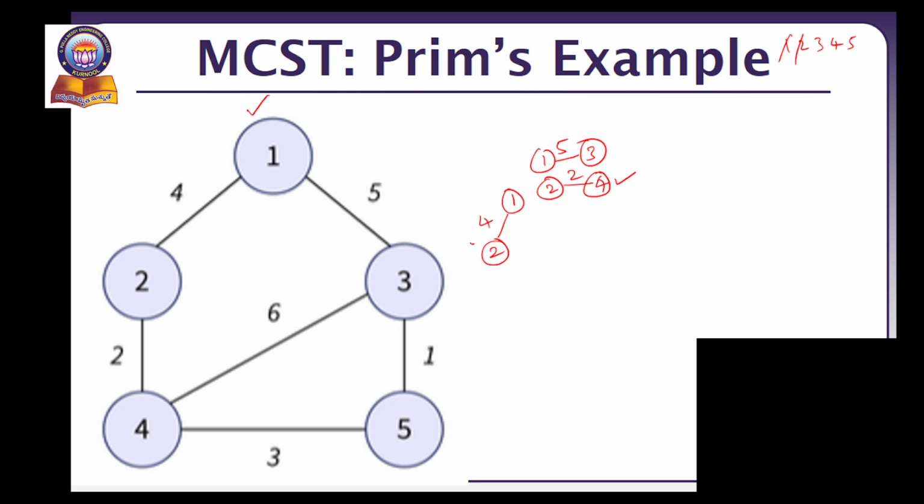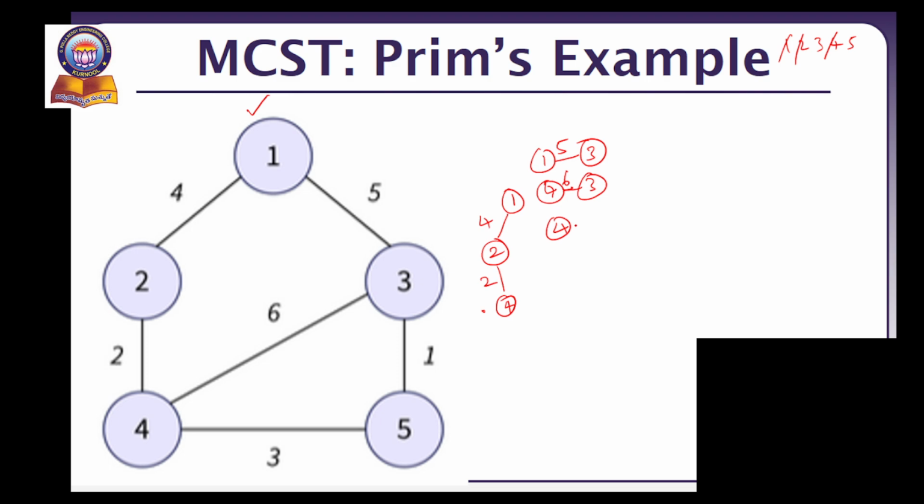So take that into consideration for your solution set. From 2, we can reach 4 with edge cost 2. Here we have taken vertex 4 into the solution set. Already we have included 2 to 4, and that is why I am erasing this one. The current vertex is now 4. So from 4, what are the various edges connected to the respective vertices? From 4 we can reach 3 with edge cost equal to 6.